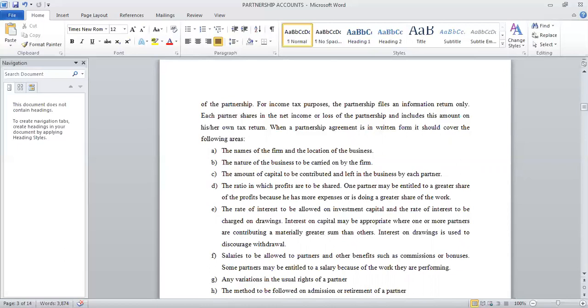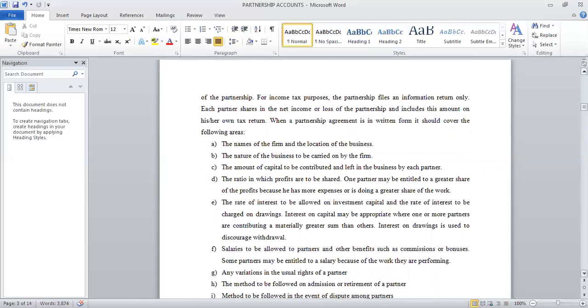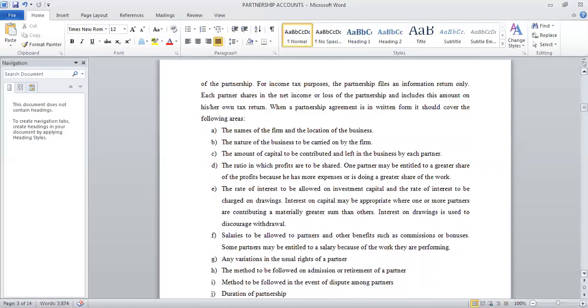Also, we can find in the partnership agreement the terms of admitting new partners, how to expel a partner, and the duration of the partnership. Those terms are normally contained there, which is now the reference point in the event of disagreement.